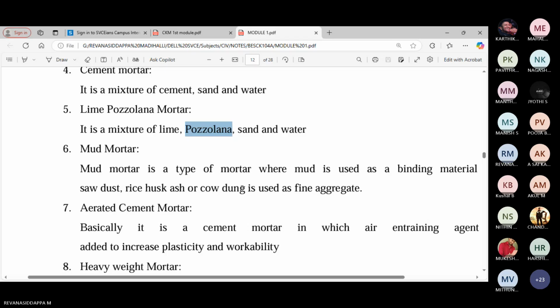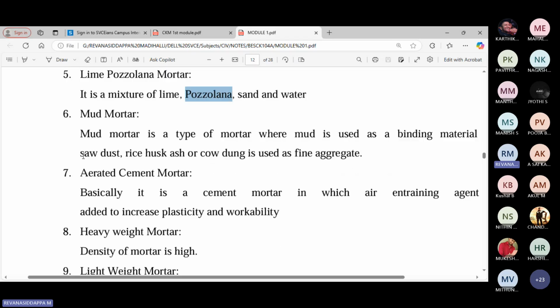Then the next type is mud mortar. In the name itself we have the definition. We can understand its meaning just by looking at its name. Mud mortar means mud is used as the binding material along with sawdust, rice husk, or cow dung. Mud mortar was also used in olden days.